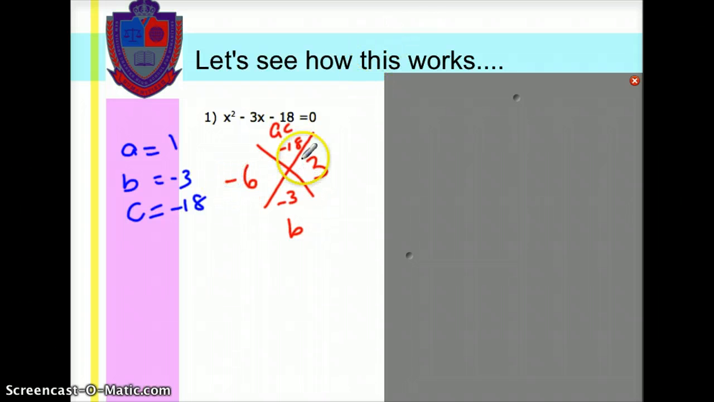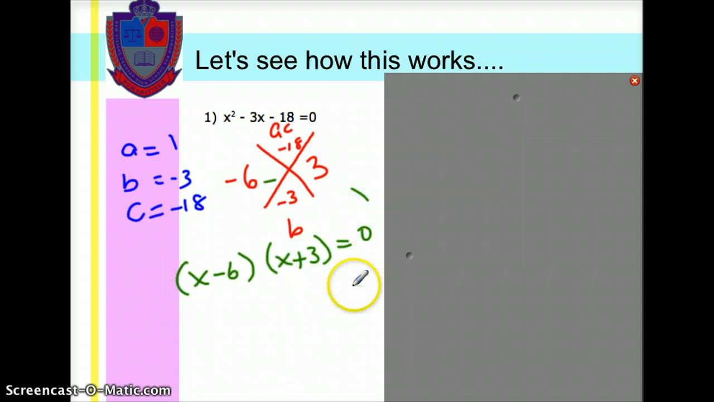Okay, be extra careful. We write it as x minus 6 and x plus 3. Now most of us have been familiar with this, so what we want to do now is set these equal to 0 and then solve. So I'm going to do x minus 6 equal to 0 and x plus 3 equal to 0. Remember, a quadratic has two solutions.